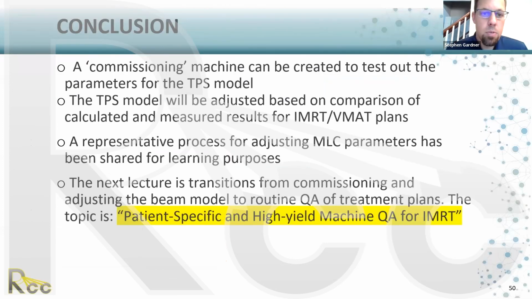In conclusion, we can create a commissioning machine to test out parameters for the TPS model. This TPS model can be adjusted based on comparison of calculated and measured doses for IMRT and VMAT plans. We have gone through a representative process for adjusting MLC parameters for learning purposes. The next lecture builds on this, on the topic of patient-specific and high-yield machine QA for IMRT.